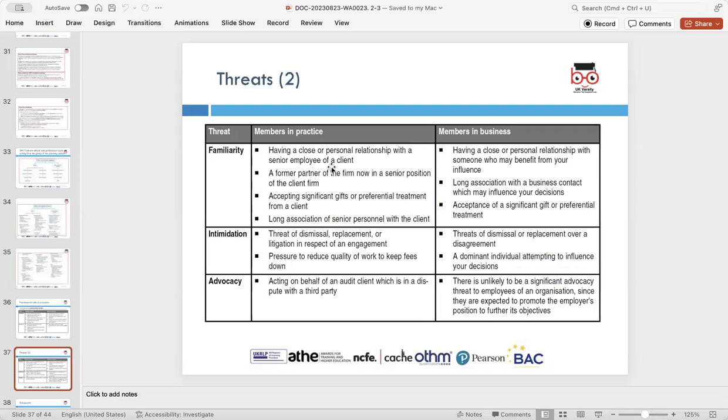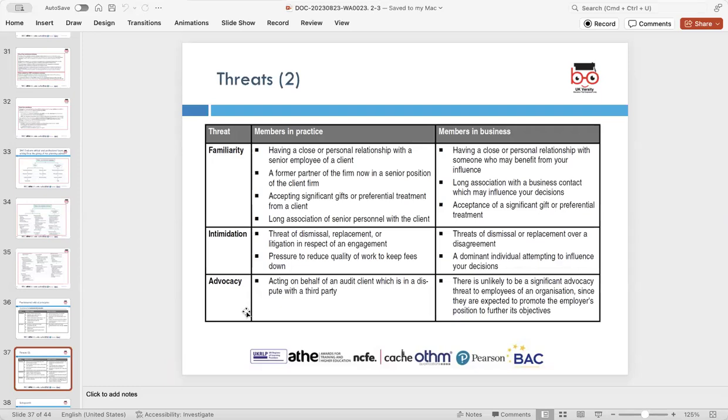Intimidation threats can arise when accountants feel pressured or threatened in their professional engagement. For example, a member in practice may face intimidation if they receive threats of dismissal, replacement, or litigation in connection with an engagement. This could occur if a client is dissatisfied with the accountant's work or if there are disagreements about financial reporting.